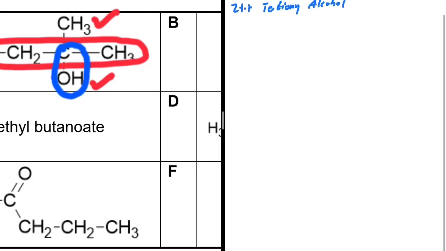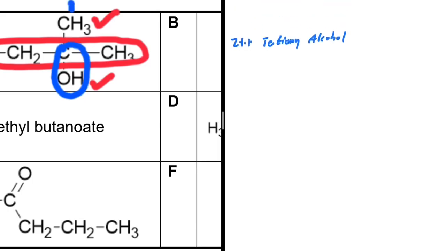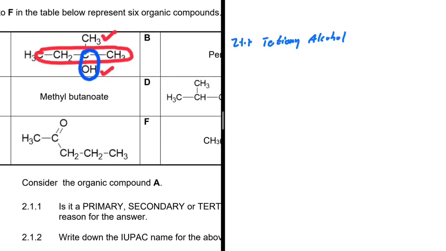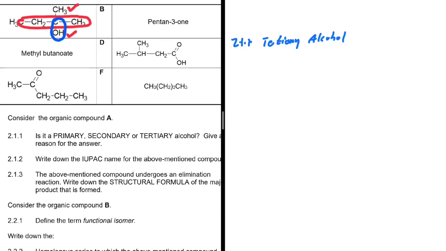The carbon that is bonded to OH is bonded to 1, 2, 3 carbons, right? So if the carbon that is bonded to OH is bonded to 3 carbons, it makes it a tertiary alcohol. If it was bonded to 2 carbons, it would make it a secondary alcohol. And if it is only bonded to 1 carbon, it would make it a primary alcohol. So it is a tertiary alcohol because the carbon bonded to OH is bonded to 3 other carbons. There we go. So that is 2.1.1.